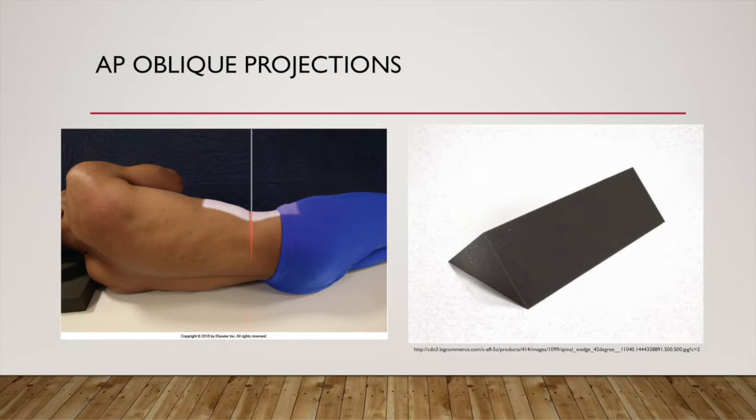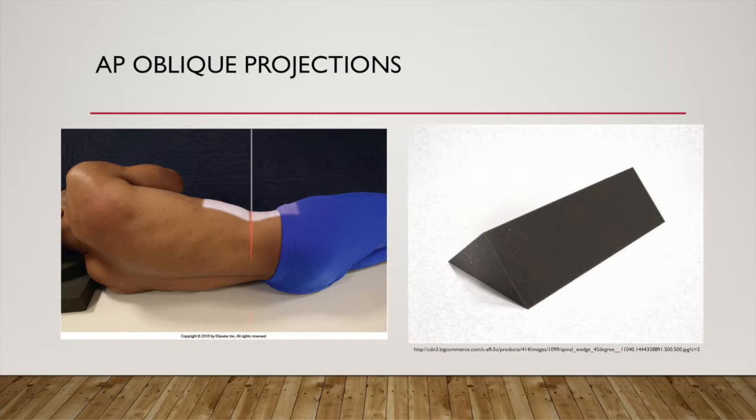For AP oblique projections, you'll have the patient rotate their body about 30 to 60 degrees. Typically, it's going to be right around 45 degrees. And you're going to have the central ray be perpendicular to the IR and entering about 1.5 inches above the iliac crest and 2 inches medial from the elevated ASIS.